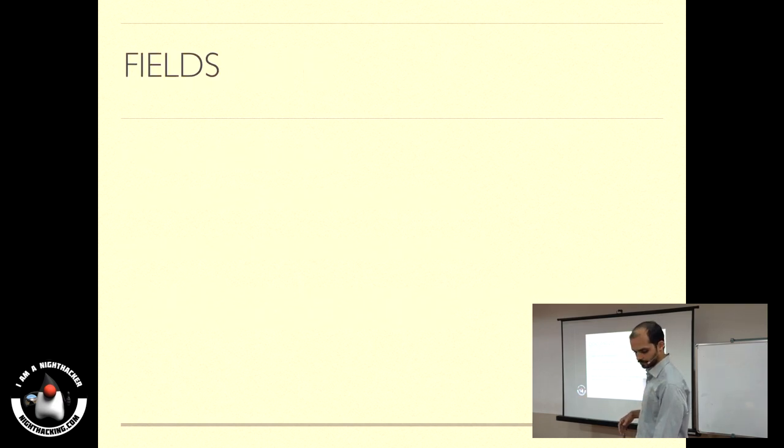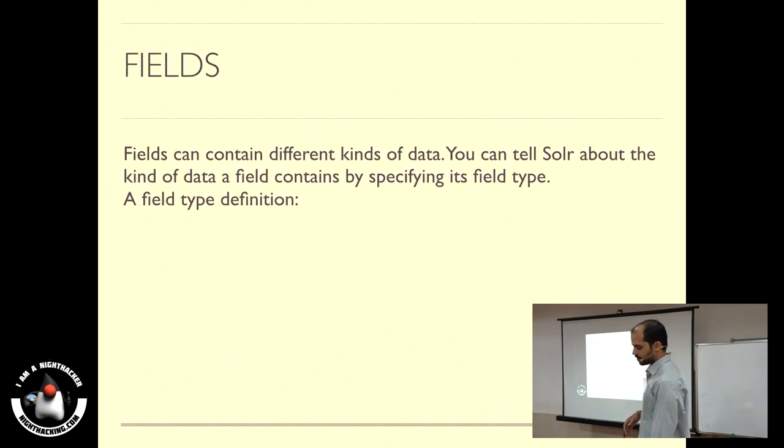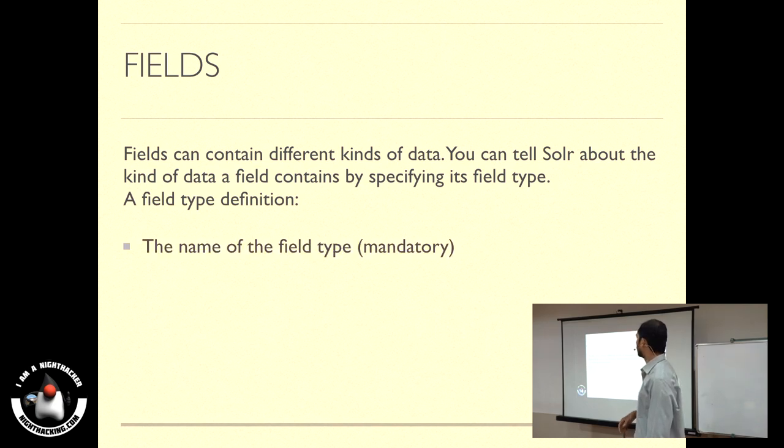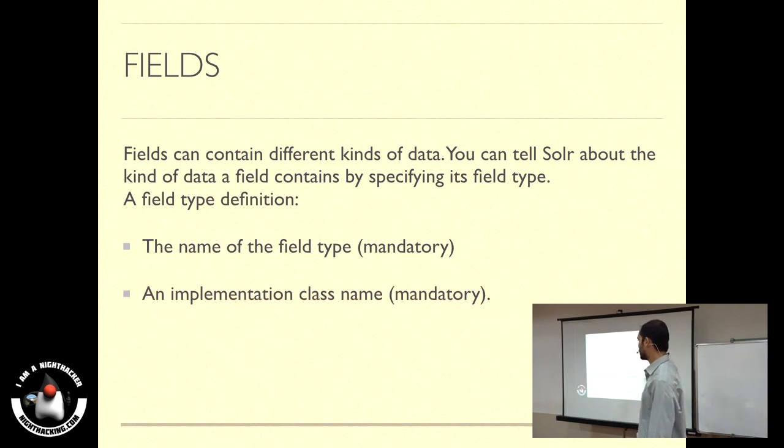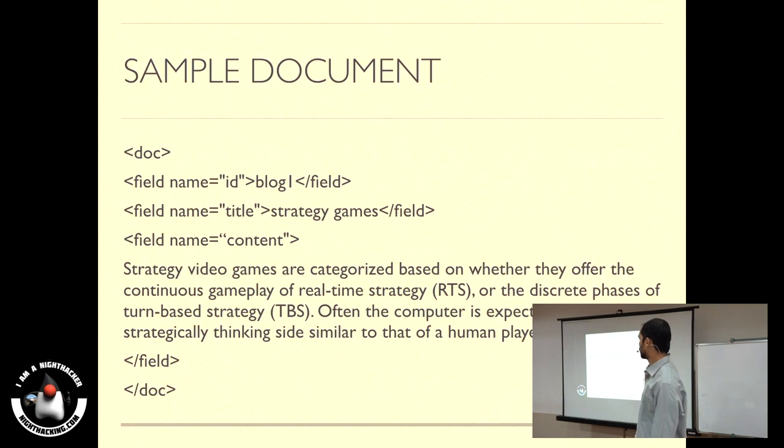And you define different field types. A field type definition basically says the type name of the field. The class name is basically whether it is int or string, whatever it is. And you have field properties.